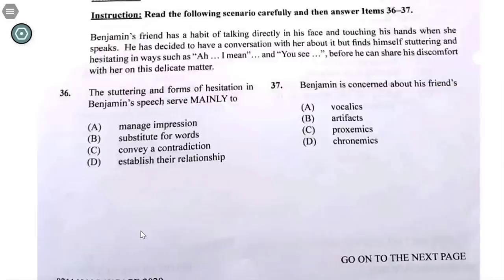The stuttering and forms of hesitation in Benjamin's speech serve mainly to manage impressions, substitute for words, convey a contradiction, or de-escalate their relationship. You know, D is not the answer. Not really to convey a contradiction, but the words, even the very common ones that we use, popular ones like, I use "like" a lot, those are what we call fillers, and they're used to substitute for words.